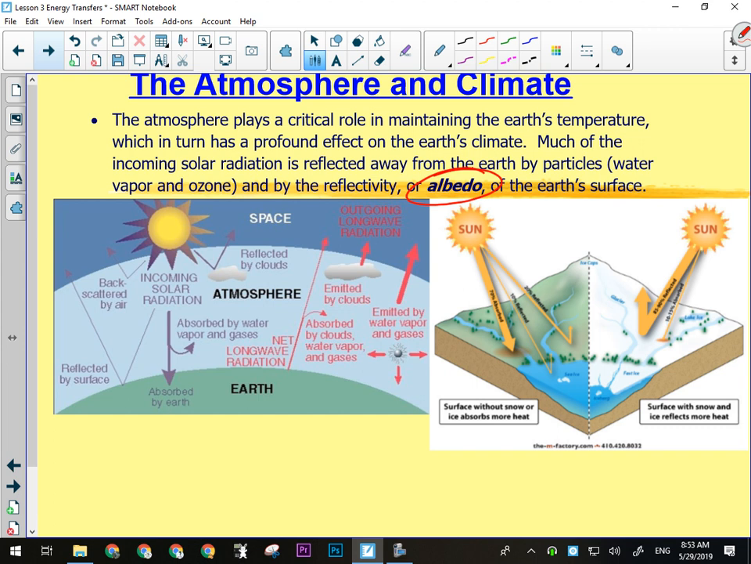Yeah, so it's all about albedo, right? A darker color is going to heat up more. You can see that in the summertime when you're driving. You can see the heat waves coming off the road because it's dark in color.